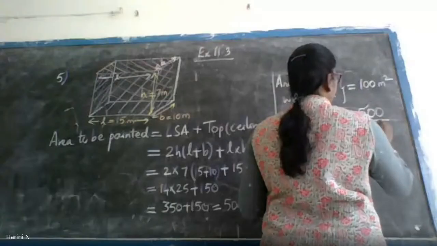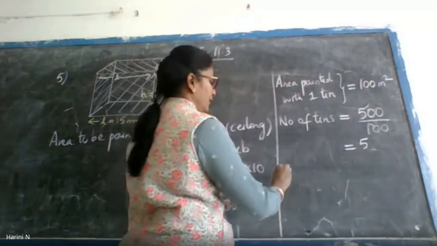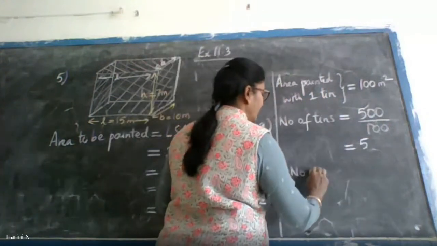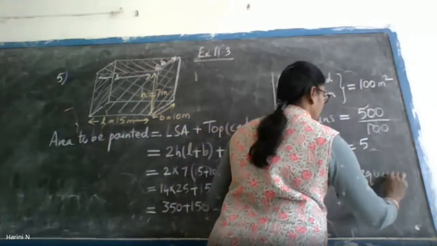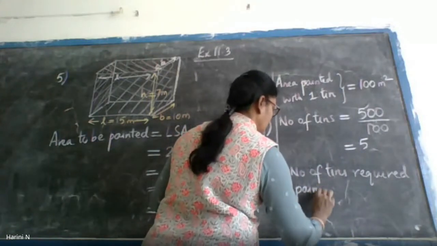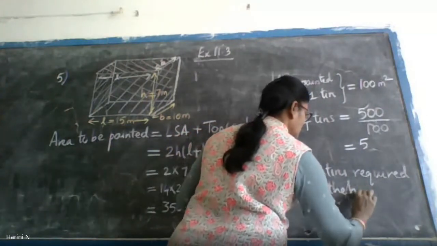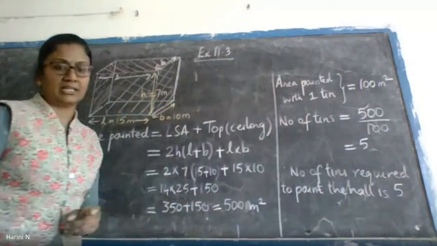Ma'am, 5 tins. Yes, 500 divided by 100, which is 5. Alright? Therefore, number of tins required to paint the hall is 5. You have to write it like that.